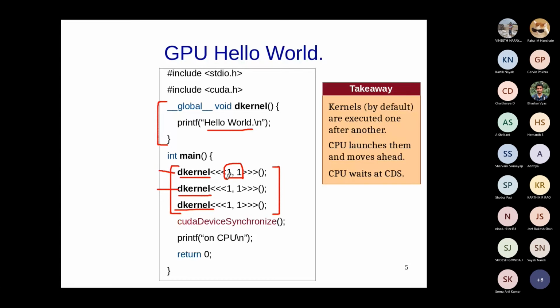There are ways in which these kernels can be made to run in parallel, but the way I am showing, that is always going to be sequential. However, CPU and GPU are in parallel, therefore CPU needs this CDS. It is going to wait here. That means it is not going to execute this printf on the CPU until all three kernels are fully executed. And therefore, we are always going to see the output as three hello worlds followed by on CPU.